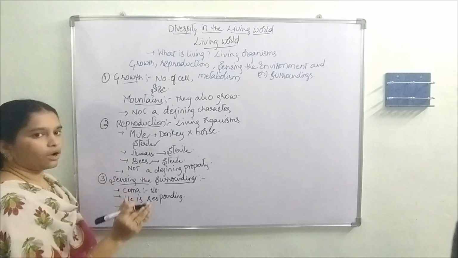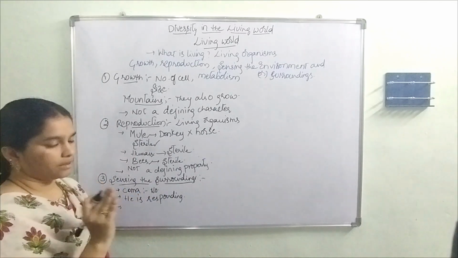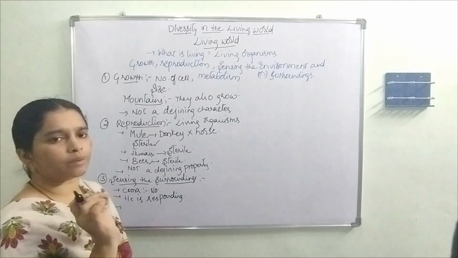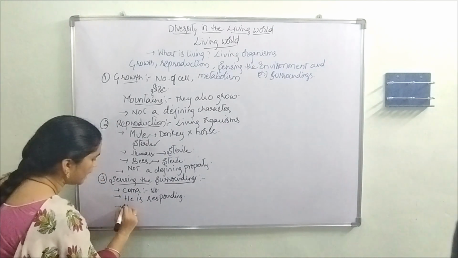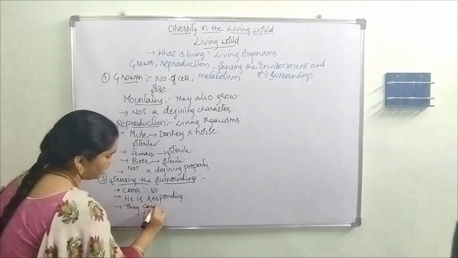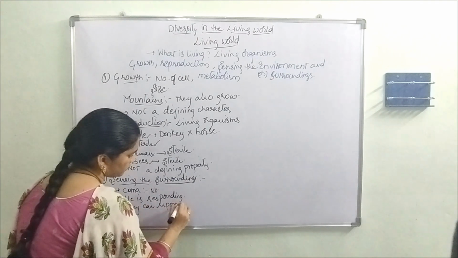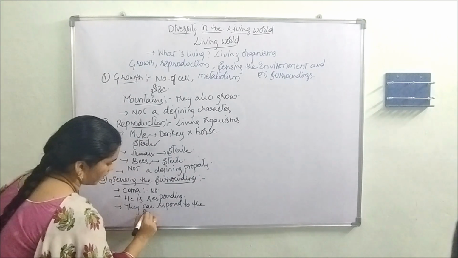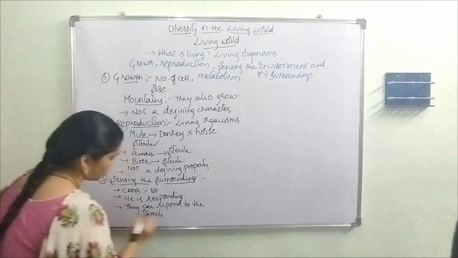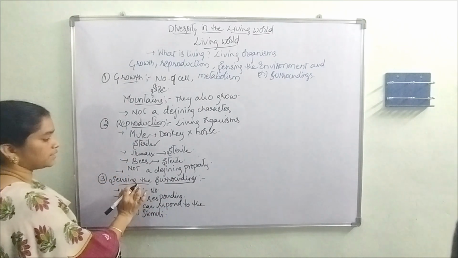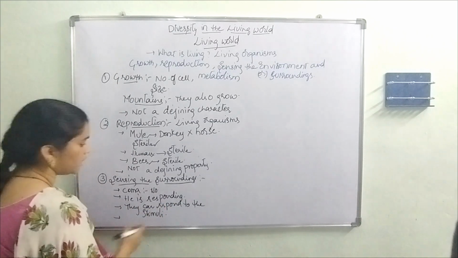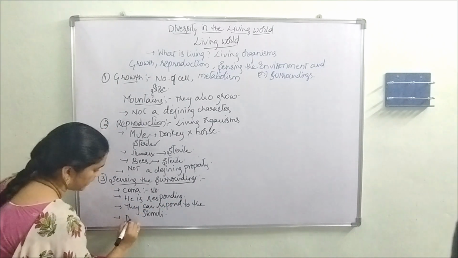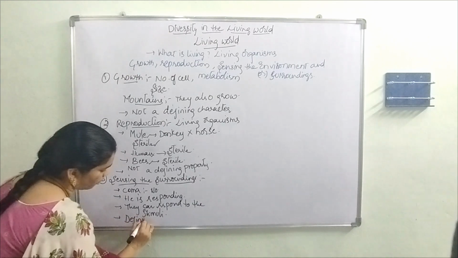So now, living organisms can respond to the stimuli. Stimuli is a start over point. So they can respond to the stimuli. So we can take this, the sensing of the surrounding or responding to the stimulus, as a defining character. So it is a defining property.